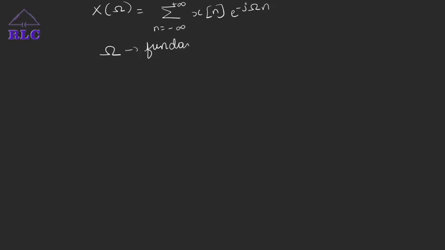Now we have the Fourier transform of a discrete time signal given by X of omega is equal to summation n ranging from negative infinity to positive infinity x of n into e power minus j omega n. Omega is a frequency domain variable, and omega is the fundamental frequency, with fundamental frequency period of 0 to 2 pi.